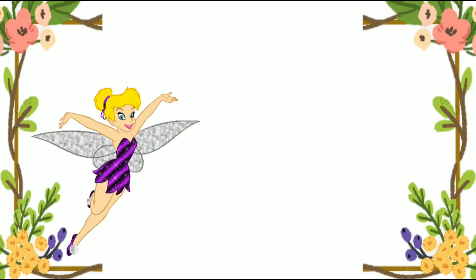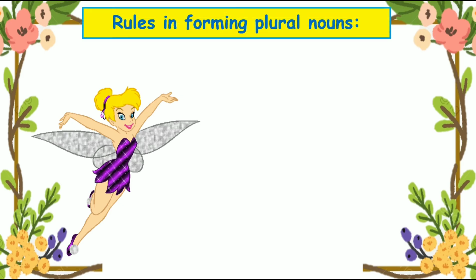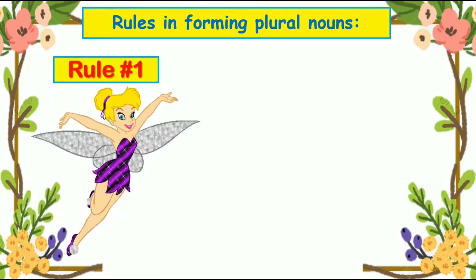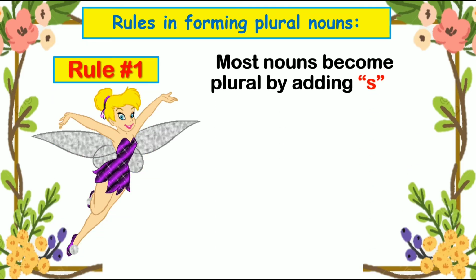Now that we have learned what a singular or plural noun is, it's time for us to learn how to form plural nouns. In changing singular nouns into plural nouns, there are rules to be followed or observed. Let us start with rule number 1. In rule number 1, we simply add s.